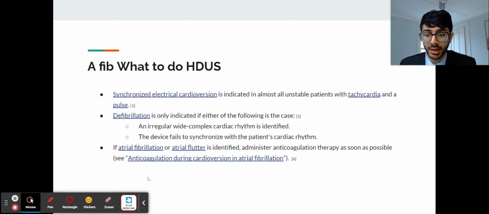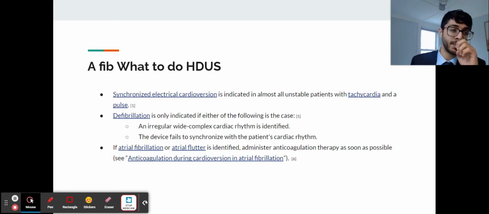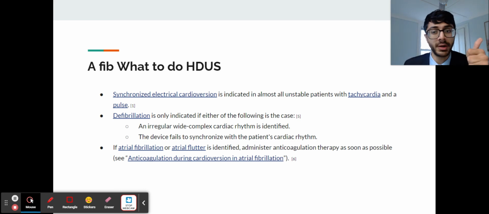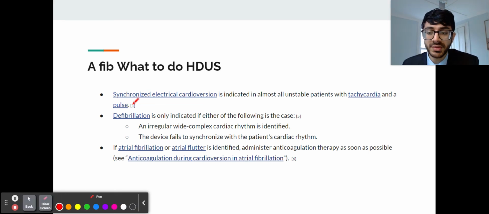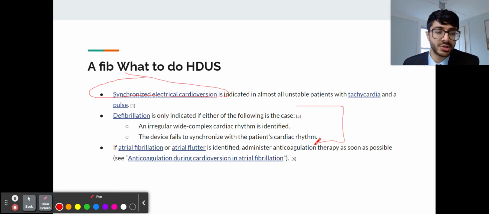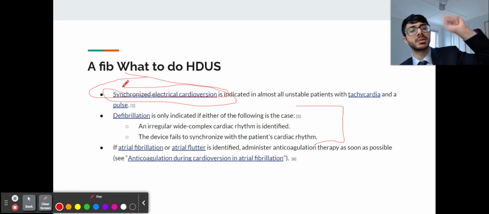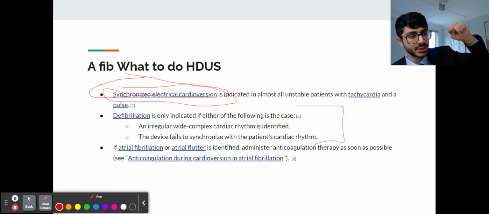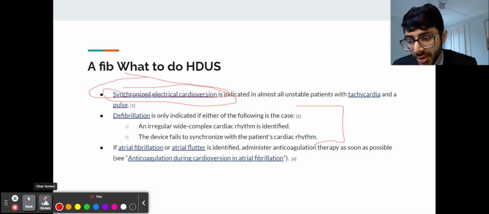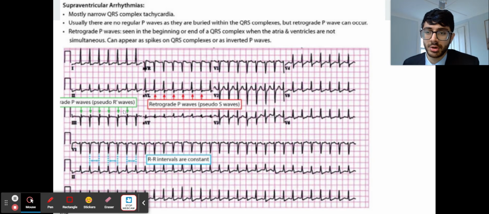Okay, what about if AFib is hemodynamically unstable? So AFib with RVR, AFib where the guy has no pulse, AFib where the guy can't breathe. You're going to synchronize electrical cardiovert them. In the majority of cases, you're going to synchronize electrical cardiovert, and you're going to defib them if things get really bad. So hemodynamically stable, you have options, know what to do in those cases, and hemodynamically unstable, you're just going to synchronize electrical cardiovert them.